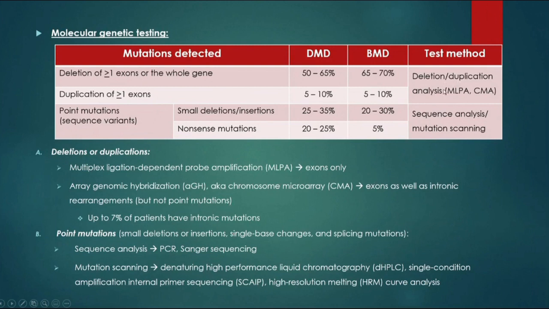So if we don't find any mutation with deletion duplication analysis, then we go for sequence analysis or mutation scanning. And sequence analysis can be done with Sanger sequencing, which is the standard, and PCR can be used in low resource settings. And mutation scanning is done with various techniques.